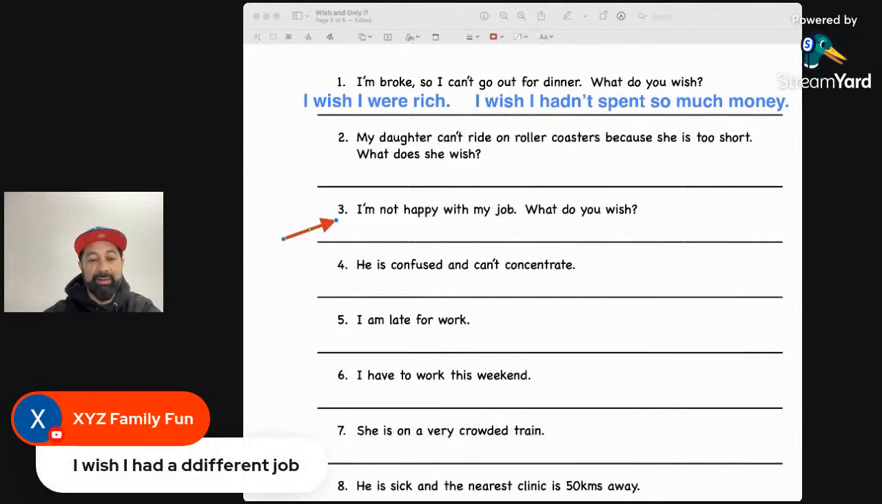Let's see here. XYZ has an answer. I wish I had a different job. Yes, I wish I had a different job. Yeah, you want this to be different from right now. I wish I had a different job. Perfect.